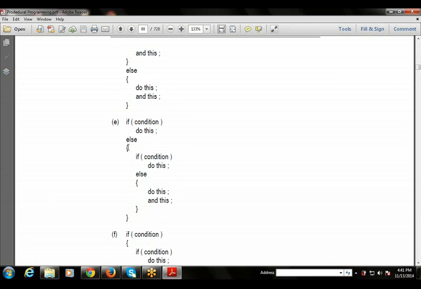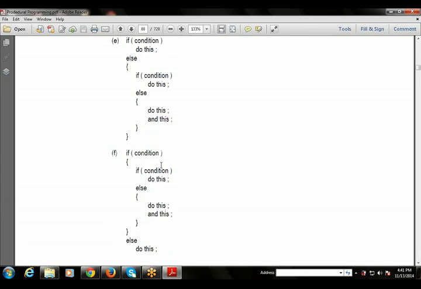There are curly braces, this is open, this is closed, this is open, this is closed. Next, if the condition is true, then again check the condition.